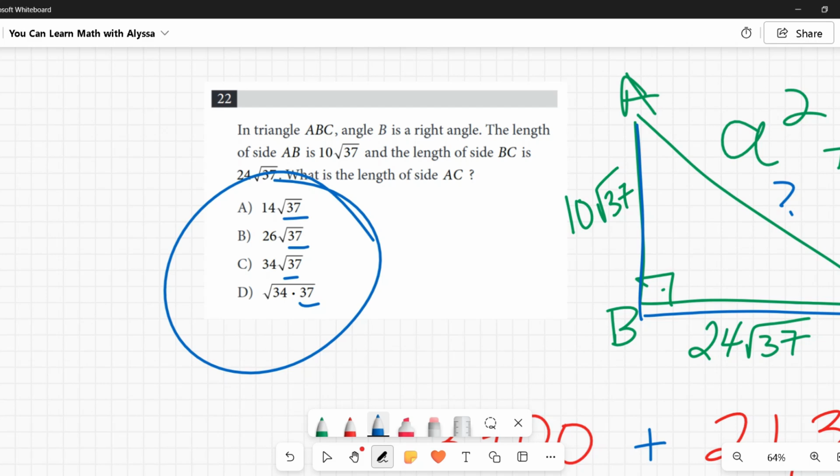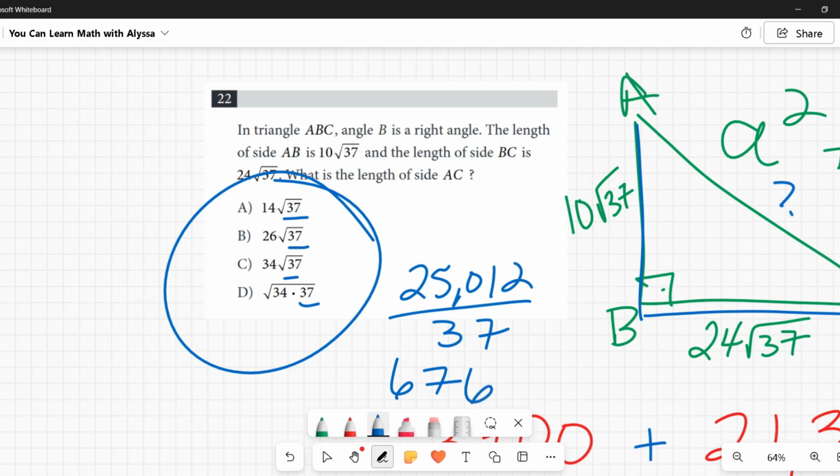So I know 37 is going to be in there, and either it will be left behind and I'll have a square of 14, square of 26, square of 34 under the radical that I can then pull out, or it's going to be 34 times 37, either way. So I'm going to divide 25,012 by 37. So 25,012 divided by 37, just to see what would happen when I do that. And I get 676. All right, so I'm not getting 34 times 37, so that one's out.